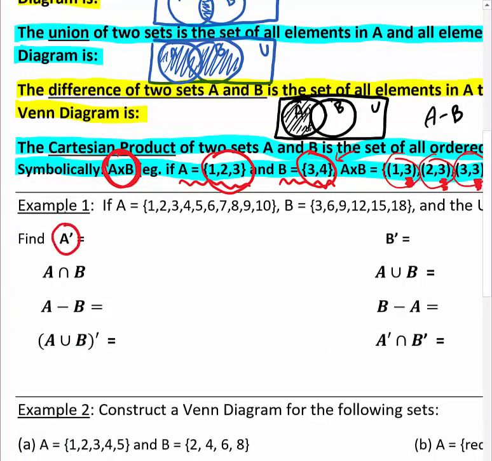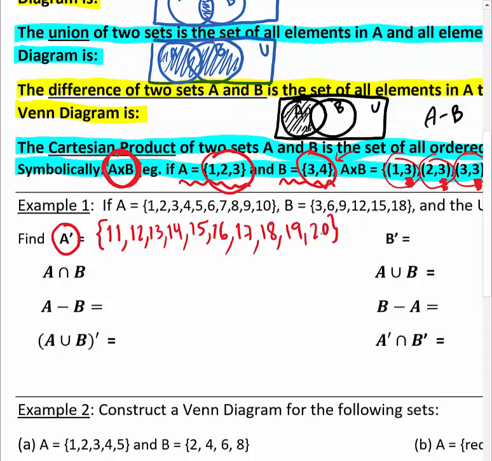The first thing they want us to find here is A complement. And remember, from the definition, that's everything that was in the universal set, which is the numbers 1 through 20, but that was not in A. So basically it's missing everything after 10: 11, 12, 13, 14. You just list them out. That's the last one.